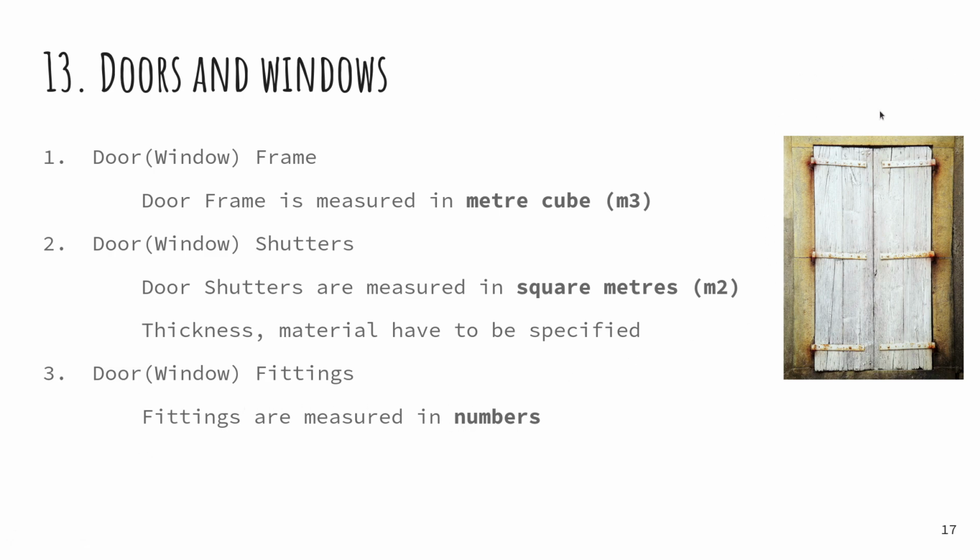So, if you look to the figure towards right, you can see these white portions, the white wooden part, they are called window shutters. Okay, they are the shutters. And where are they fixed? They are fixed to the frame. Okay, and how are they connected? They are connected using certain fittings. There could be some hinges. So these hinges are measured in numbers, and these shutters are measured in square meters, and the frame is measured in volume or in meter cube.